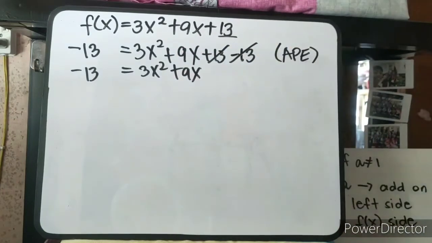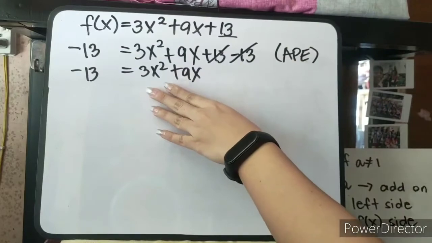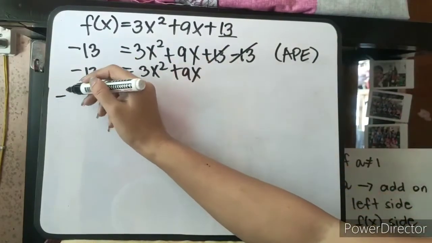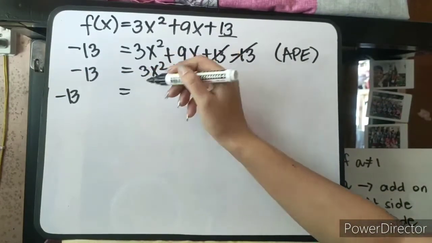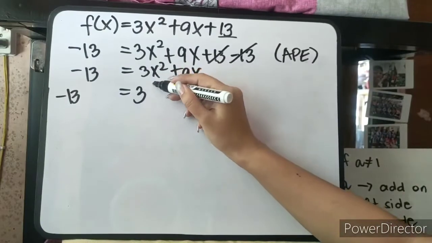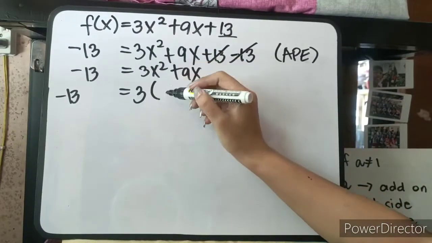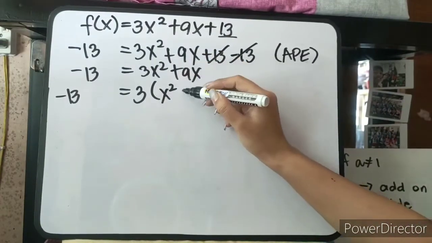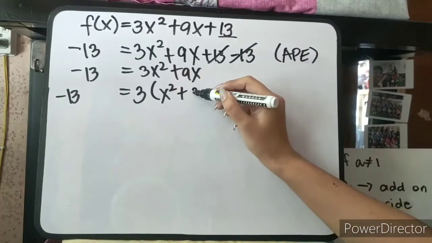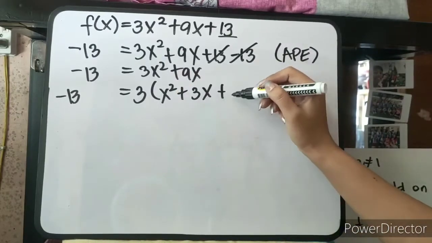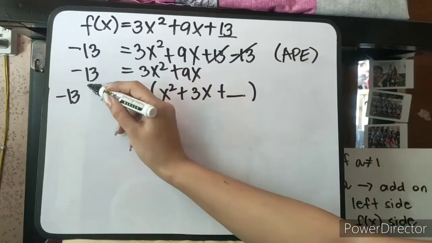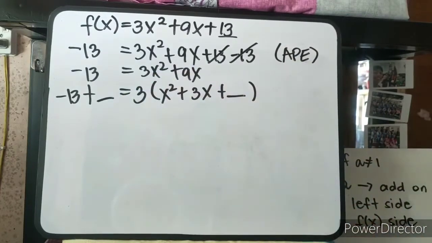Ayan. At dahil nga po may a tayo, I mean a is not equal to 1, we will be factoring it out dito sa right side. So, yung a natin is 3, factor natin. So, 3x squared divide 3x squared na lang. And then, 9x divide 3 will have 3x. And then, that's the time na magkakaroon gagawin na natin yung completing the square.